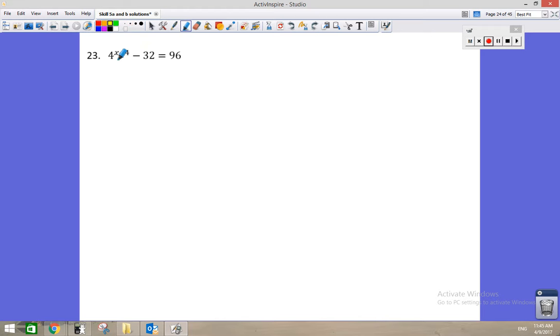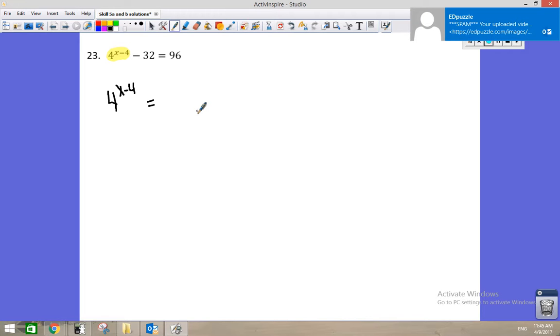So on the left-hand side, I see two terms. The term of interest, the term that contains my variable, is this first term. I need to get it by itself. So the other term, I need to move it to the other side. So I need to add 32 to each side. And in general, I just think of it as that term changes sides on the equation. And if it changes sides, it changes sign.